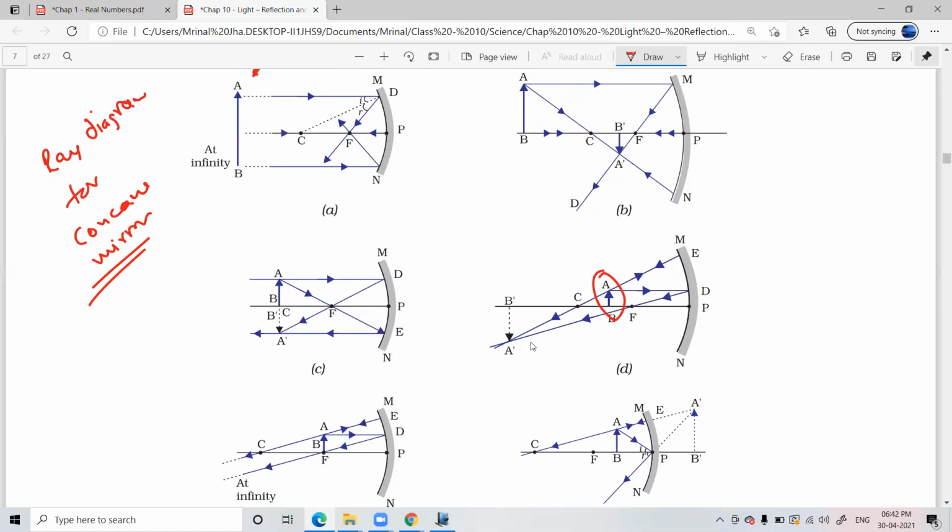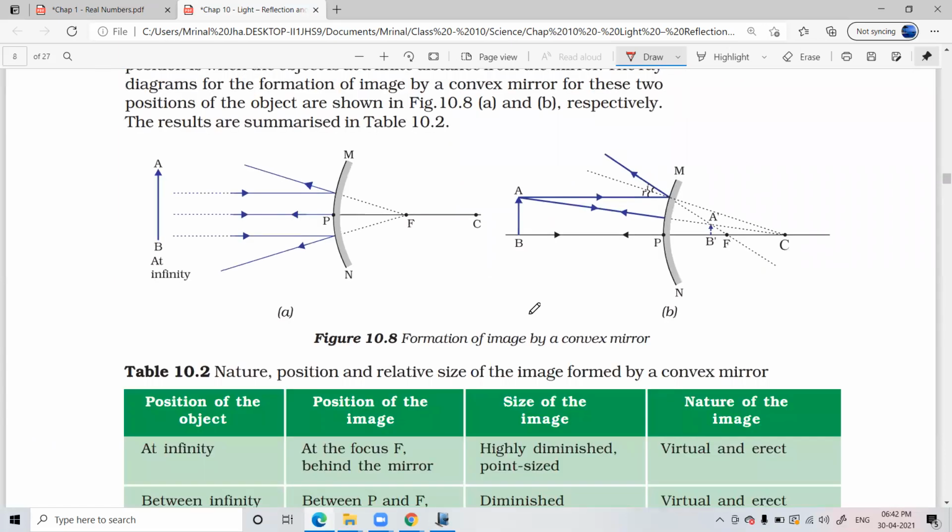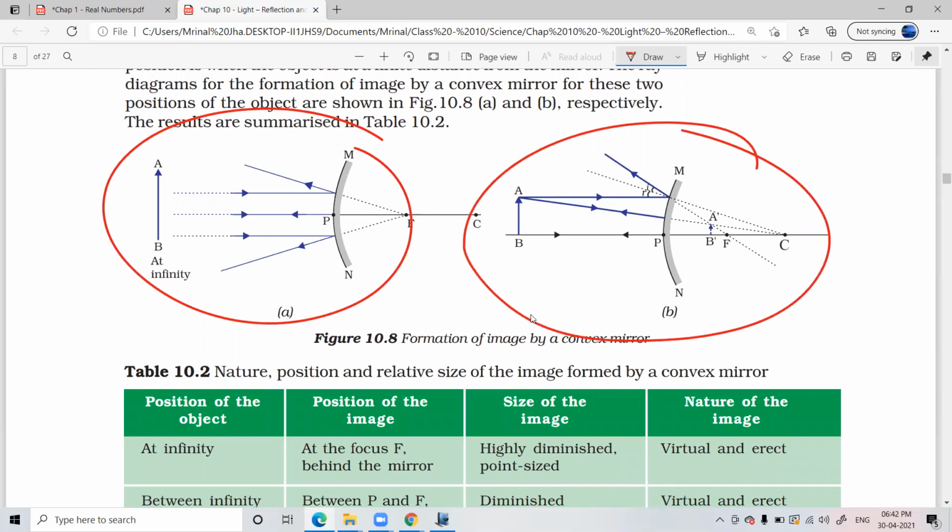Now, let's try to understand why there are only 6 ray diagrams. Why not 7? Why not 5? Why only 6? And this is 6 for a concave mirror. Let's scroll down a little bit and see. For a convex mirror, you just have 2 of them. Only 2 ray diagrams. Why? Why not 6 for these also?